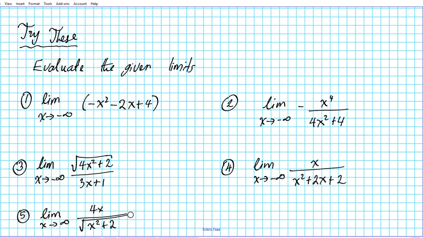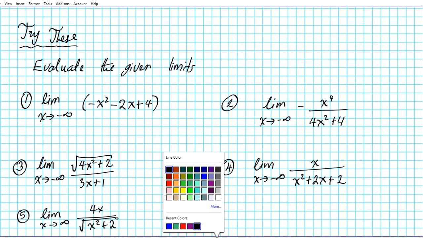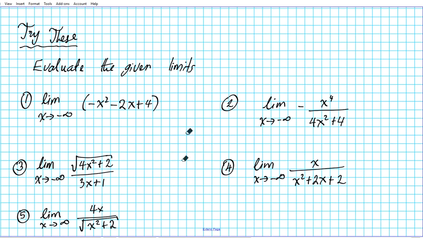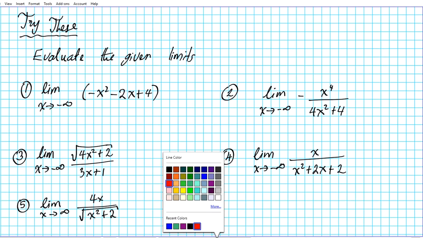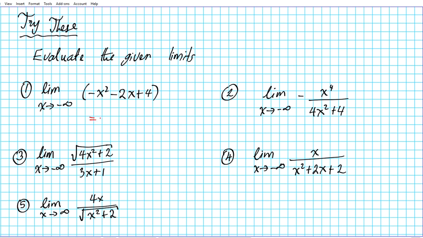Alright, so what we'd like you to do at this time is pause this video presentation and try out these problems. When you're done, just click back on the playback button, and then you are going to see what the answers are. Okay, hopefully you had a chance to try out these problems. Let's go ahead and take a look at the answers. For question number 1, the limit is negative infinity. For question 2, the answer is negative infinity. For question 3, this is negative 2/3. And then for question 4, 0. And then for question 5, the answer is 4.